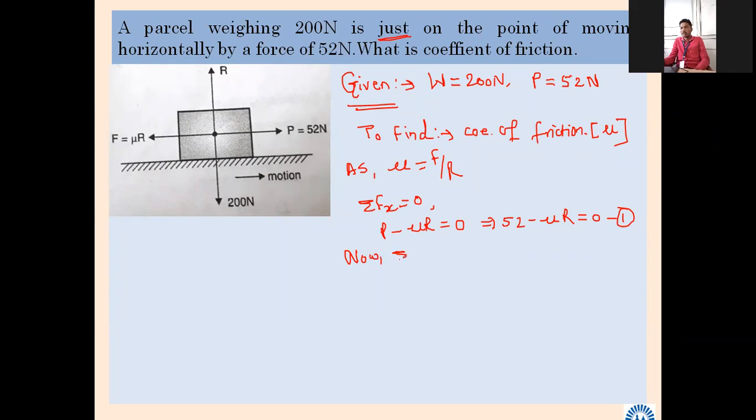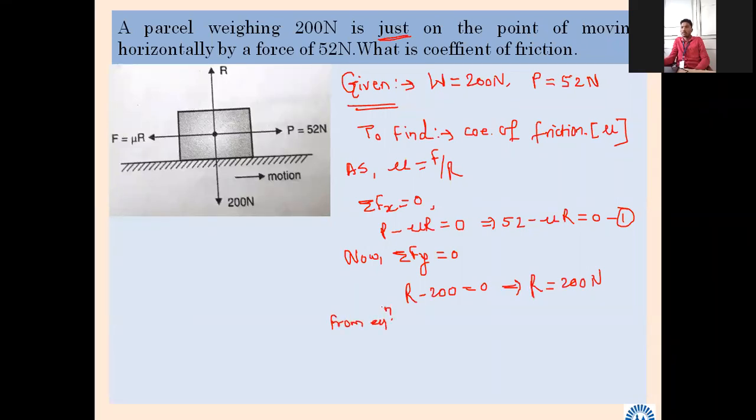Now summation Fy equal to 0. So what will happen? काय is summation Fy या diagram साठी? R for this, minus for this condition. R minus 200 equal to 0, which will imply R is equal to 200. R equal to 200.